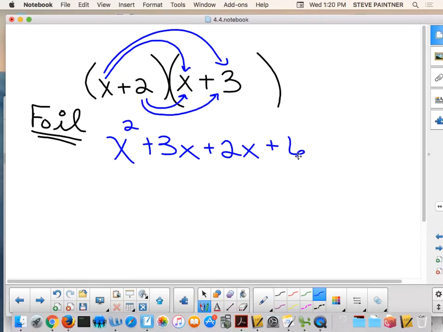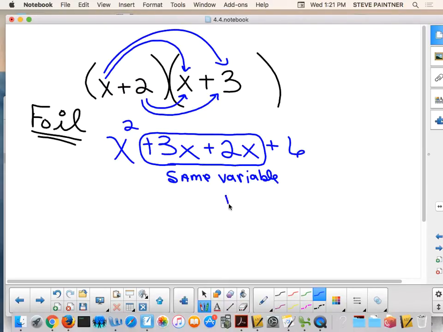Okay, gotcha. So he gets that, right? And then I combine like terms. Now, like terms are these two. Just a quick definition of like terms. How do we know they're like? Same variable. What else? Same power. Now, what's the power? 1. x to the first, x to the first. x to the first and x to the second are different terms, right? You can't touch these terms, but you can touch these two. So the answer is x squared plus 5x plus 6.